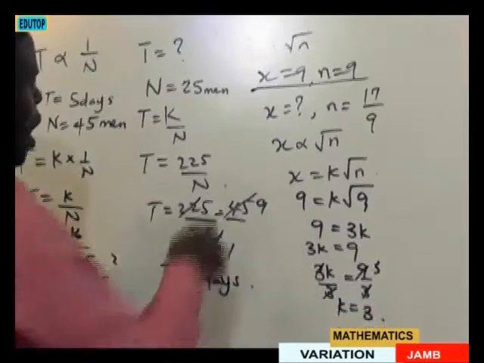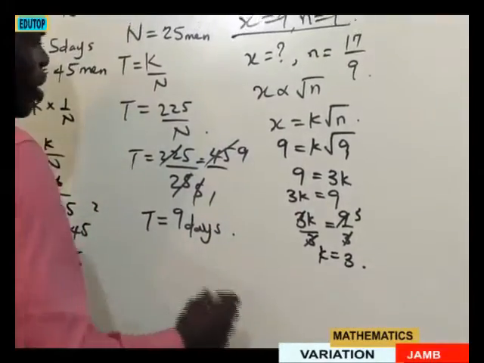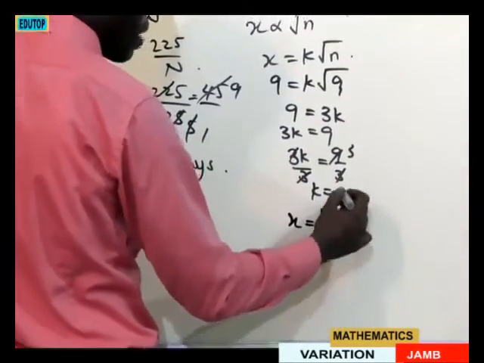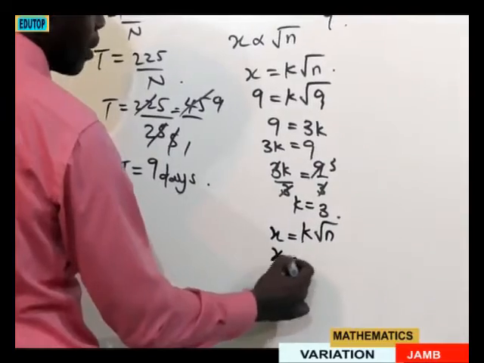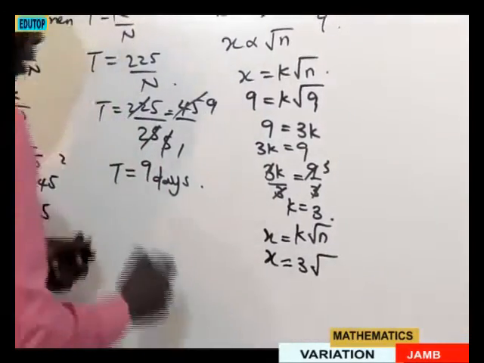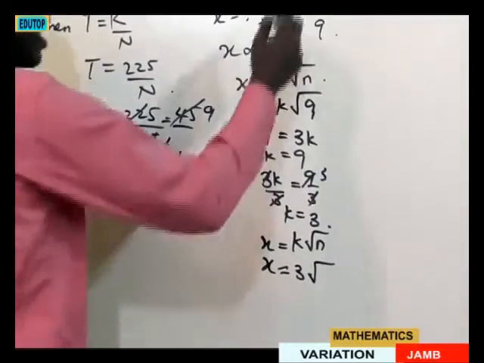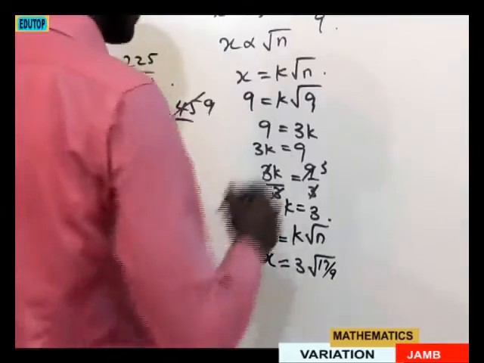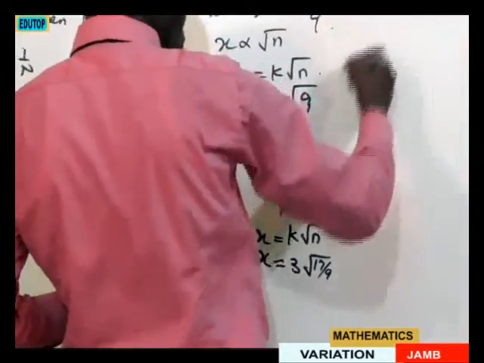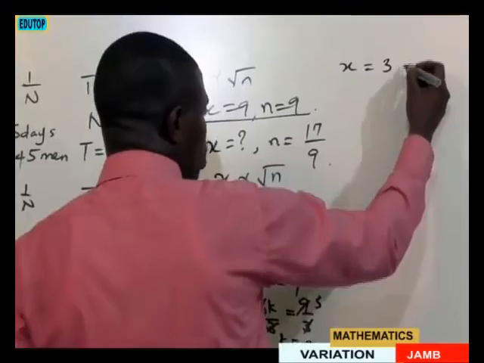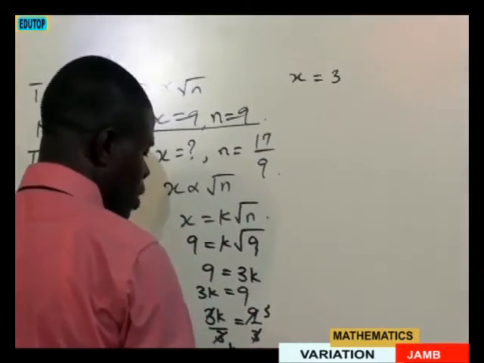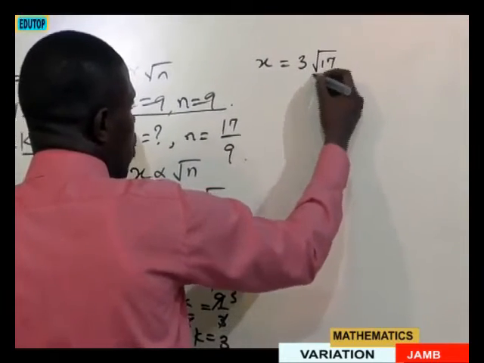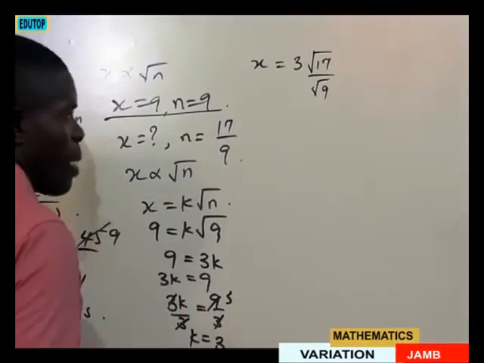Then it's now time to calculate our x. Remember that the relationship is what? x equals k root n. And having calculated k to be 3, it will now be x equals 3 root n. What is our n in this regard? Our n is 17 over 9. Then what it means is that x equals, by the rule of surds, we know that the square root of 17 over 9 can simply be square root of 17 over square root of 9. Can break it like that.